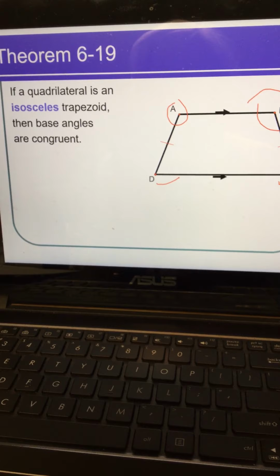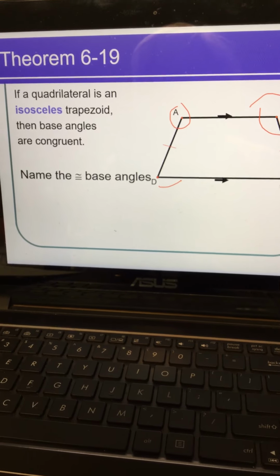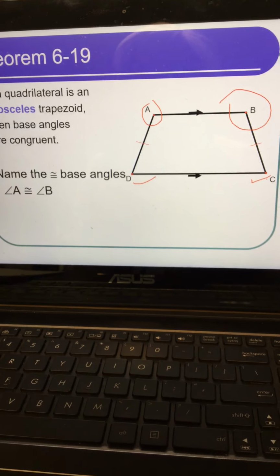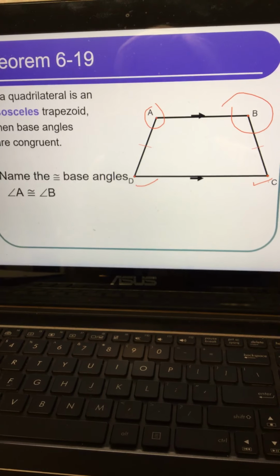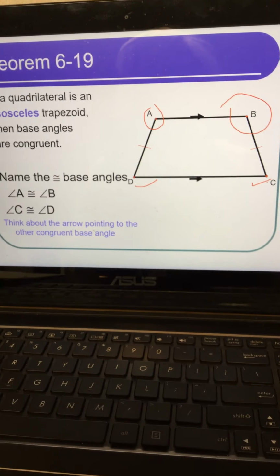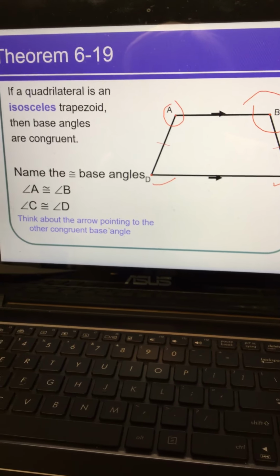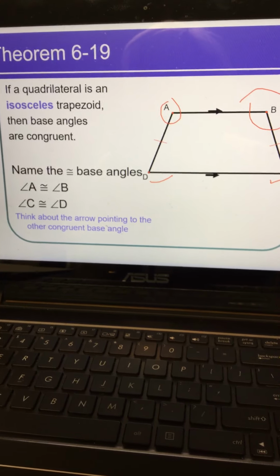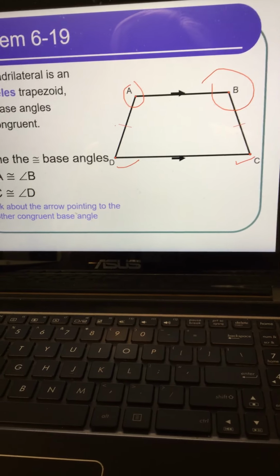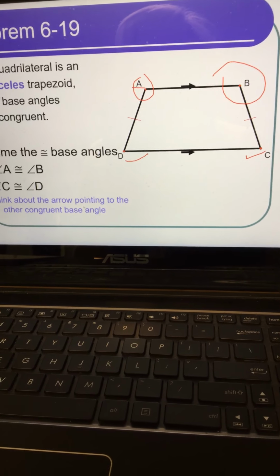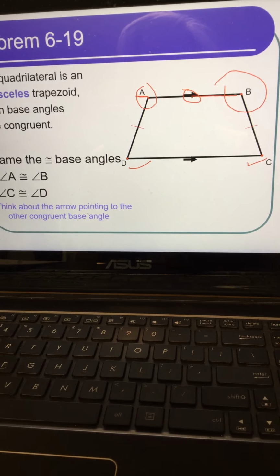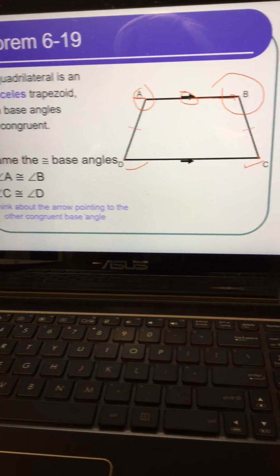So the ones that would be congruent are the ones that share the same base. So A would be congruent to B because they're sharing the same base. C and D are sharing the same base, so they would be congruent. And I'm saying, think about the arrow pointing to the other congruent base angle. So right here I have angle A, and I'm thinking about this arrow pointing me to the other angle that it would be congruent to.